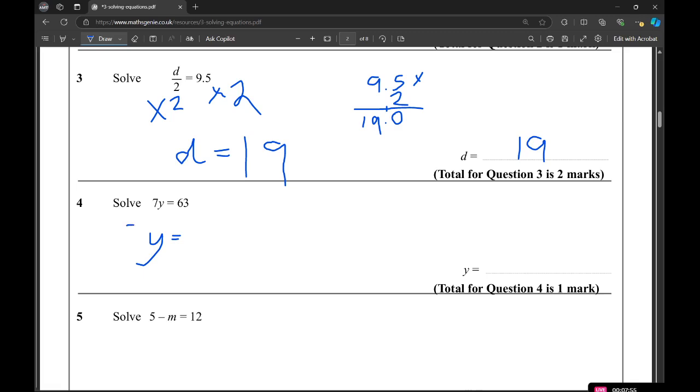Spot on, Shabs. Yep. So 7y means 7 times y. The opposite is divide by 7. So that's the opposite of timesing. So 63 divided by 7 is 9. So y equals 9. And that, guys, is my final answer.